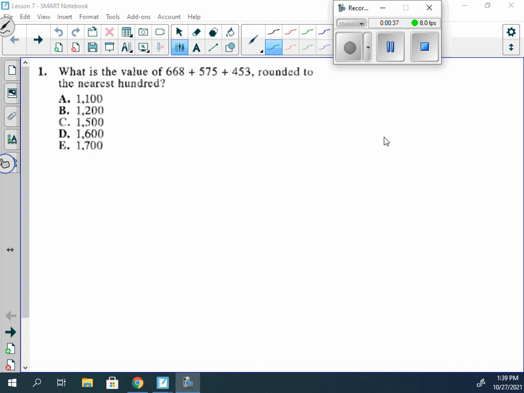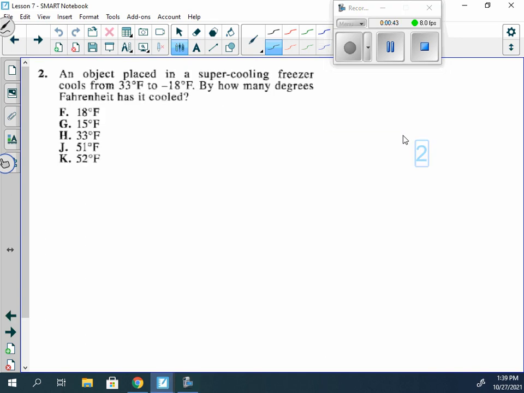Now, question number 1, what is the value of this rounded to the nearest hundred? I think y'all can do that, so we won't worry about that there. The first one we'll look at in class is an object placed in a supercooling freezer that cools from 33 degrees Fahrenheit to negative 18 degrees Fahrenheit. By how many degrees Fahrenheit has it cooled?